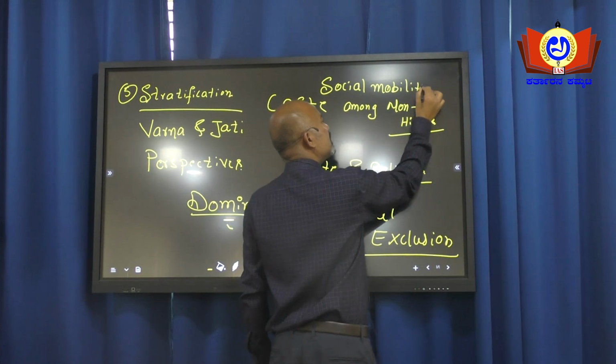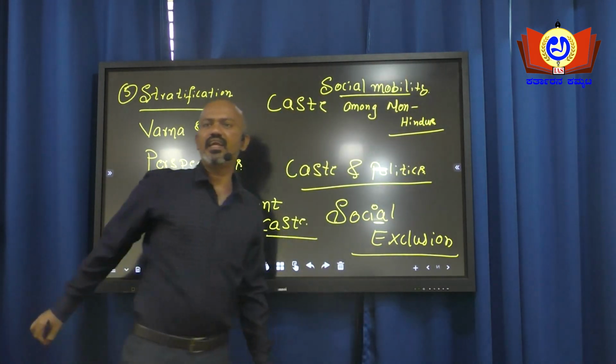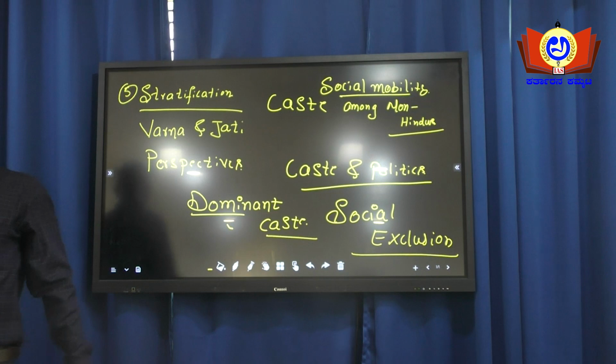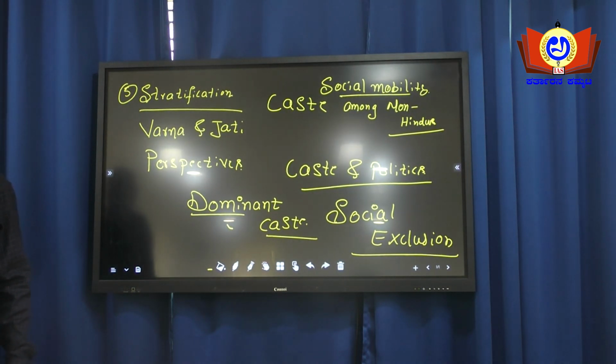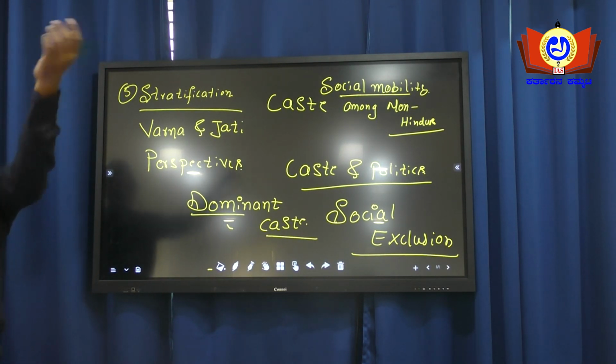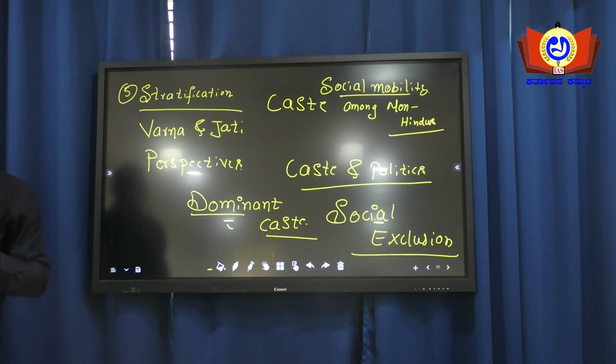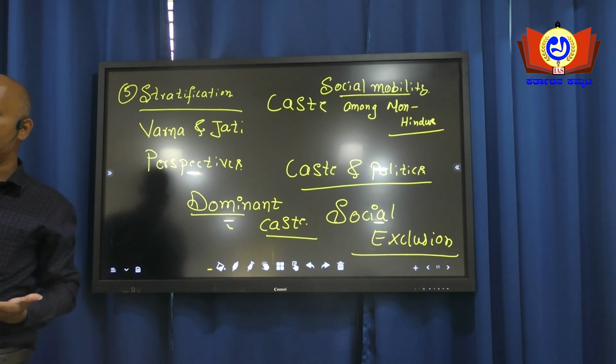Very important. What is social mobility? Mobility means movement. Social mobility means movement of people from one stratum to another. It might be upward movement or downward movement. If they go up, it is called vertical mobility, and if it comes down, it is called downward mobility. A society might have two kinds of social mobility: open mobility and closed mobility.